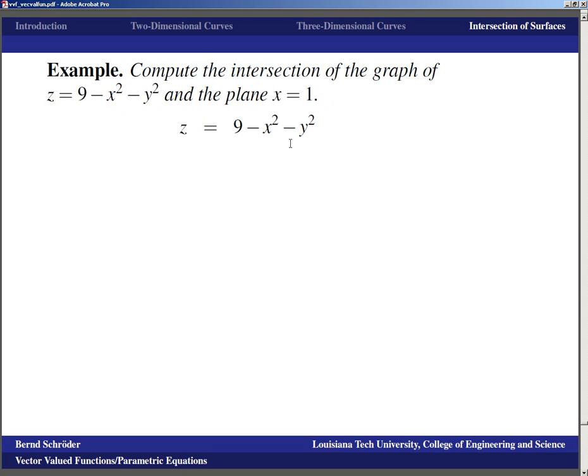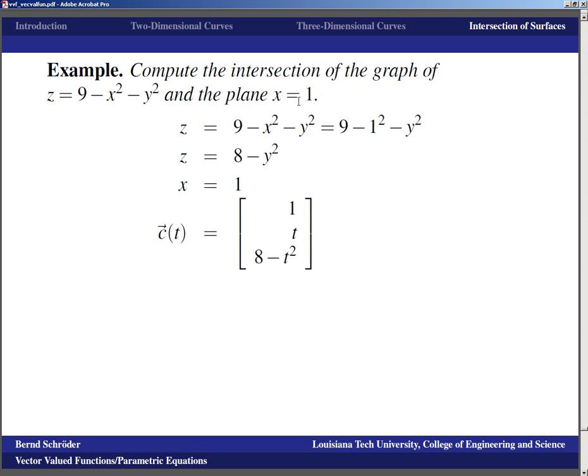Well, you've got the equation z equals 9 minus x squared minus y squared. With x equals 1, that's just 9 minus 1 squared minus y squared. So that is z equals 8 minus y squared. X is equal to 1, and y is just y. So in order to turn that into a solution, we do what we typically do when we've got two equations for three variables. We know that one variable can vary. And so that one variable will be y.